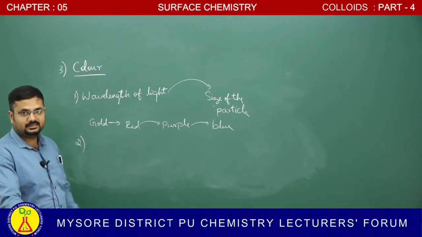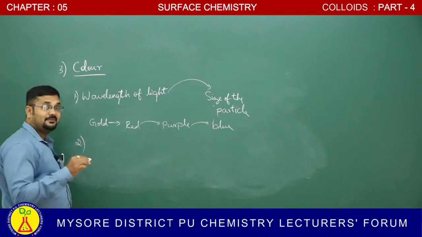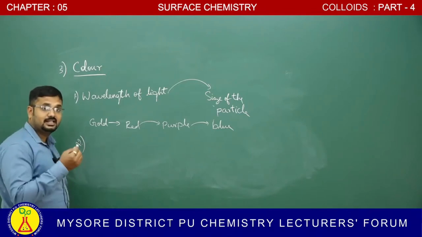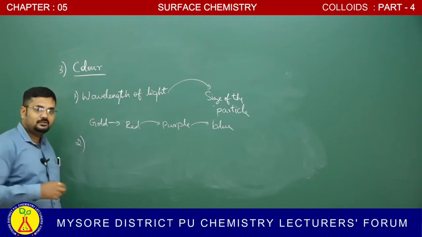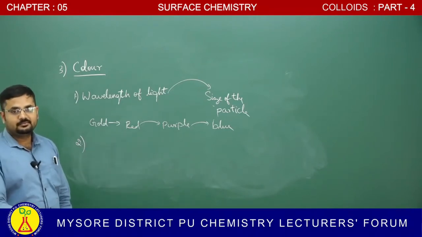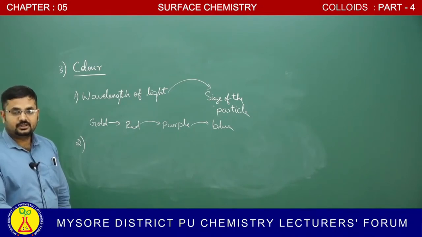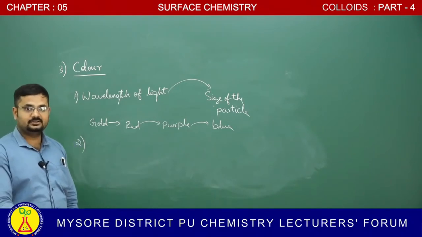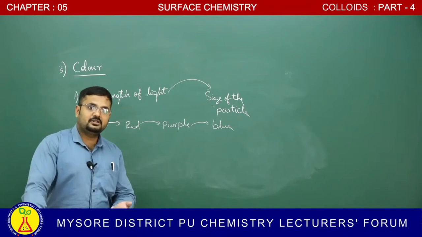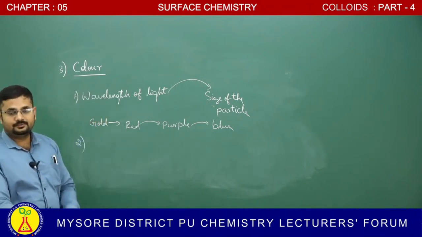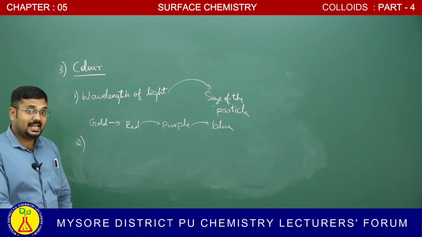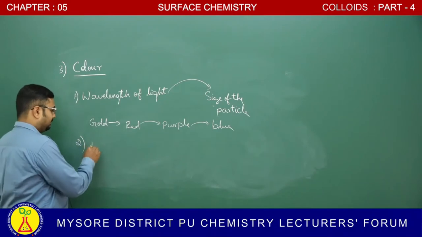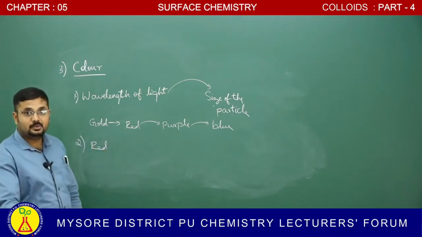That also matters. If he receives the reflected light, what is the color? For example, take milk and water, a combination of milk and water. If you look at the reflected light, that looks blue. Reflected light shows blue color in the solution. That is a colloidal solution, milk and water. It looks blue. Next, if I look at the transmitted light, what is the color then? That appears red.